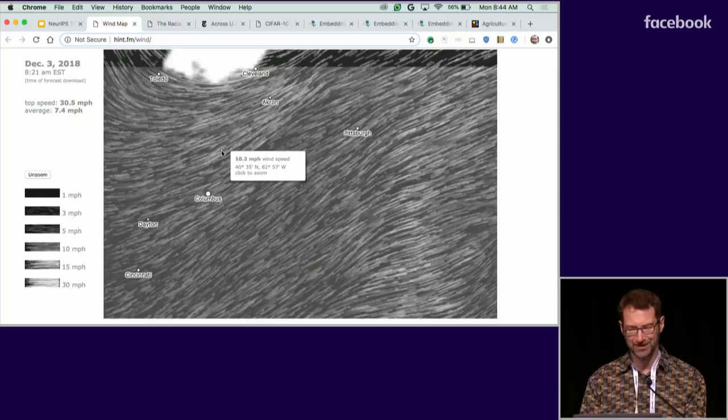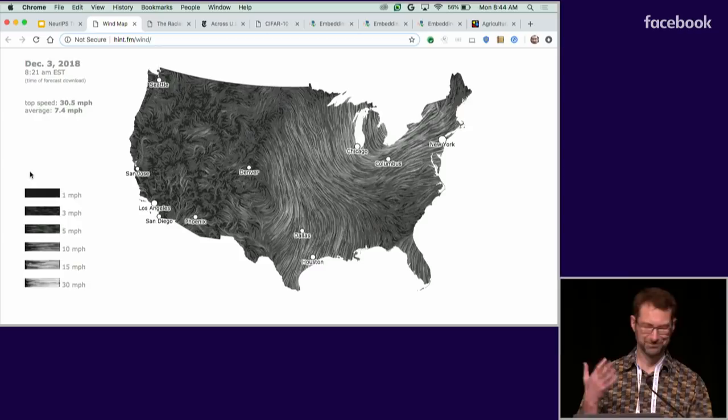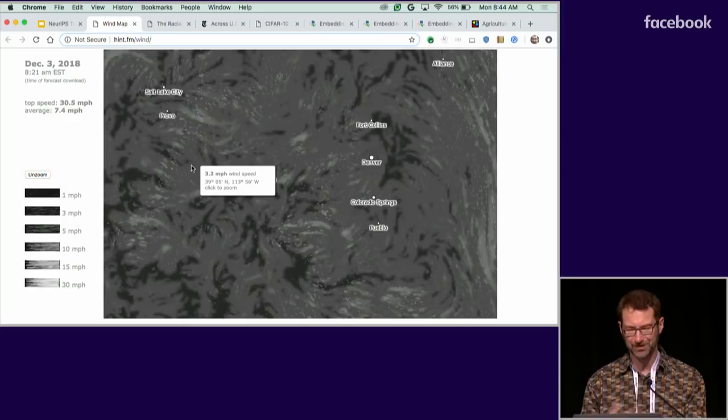This is a very, very simple visualization. It is designed really for us. We created this as an art project, not a science project, even though it turns out later scientists became interested in this. And you can see that there's a sort of simplicity to it that's very nice.